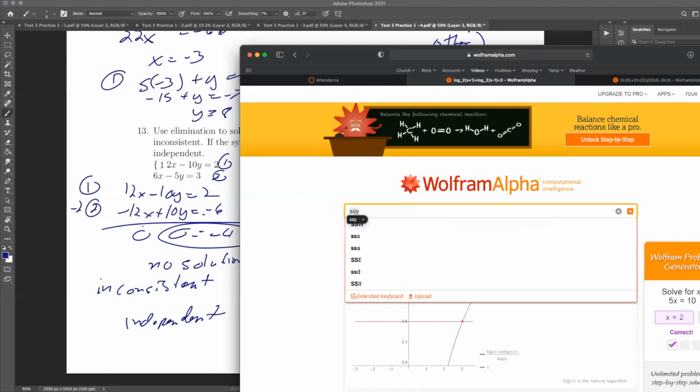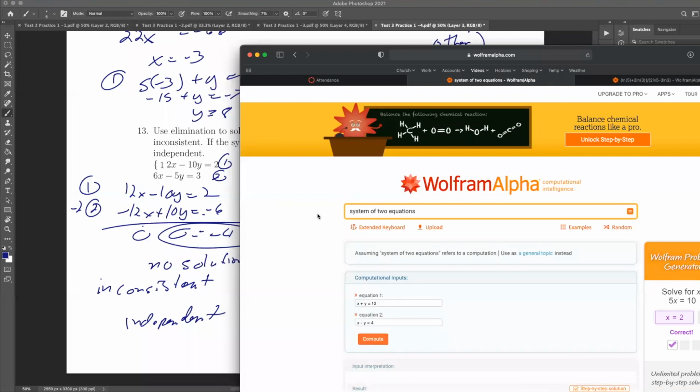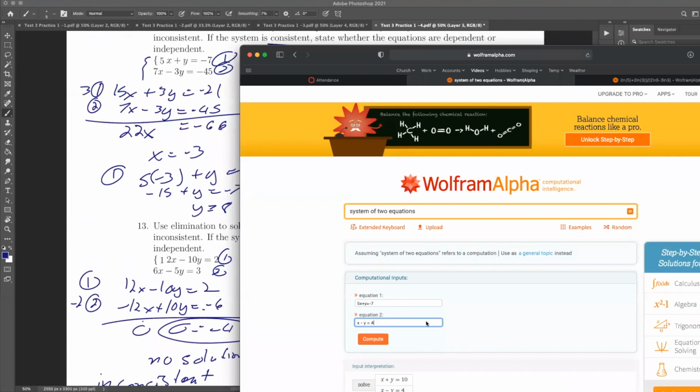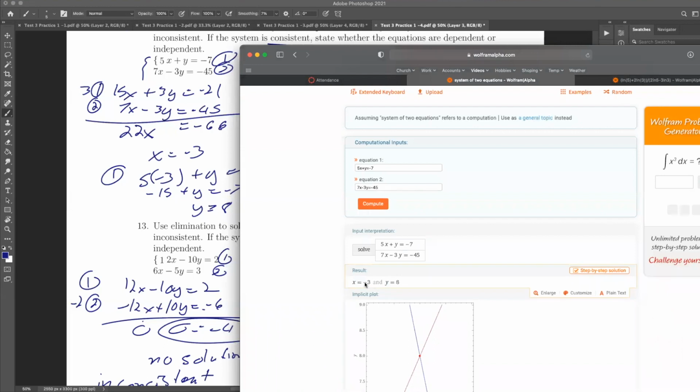Here, if we want to check the system of equations, we'll just type in system of 2 equations. There we go. And we'll just type each one of these in. So we'll have, what was it, 5x plus y equals minus 7. And the other one was, hold on, let me scroll up so I can see it. 7x minus 3y equals minus 45. And we'll just hit compute. We get our answer here, minus 3 and 8.